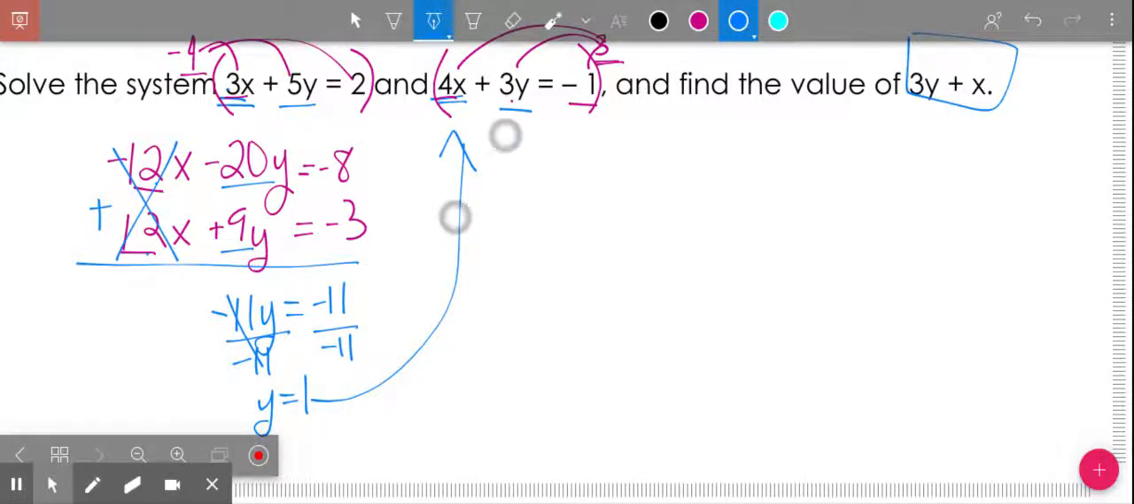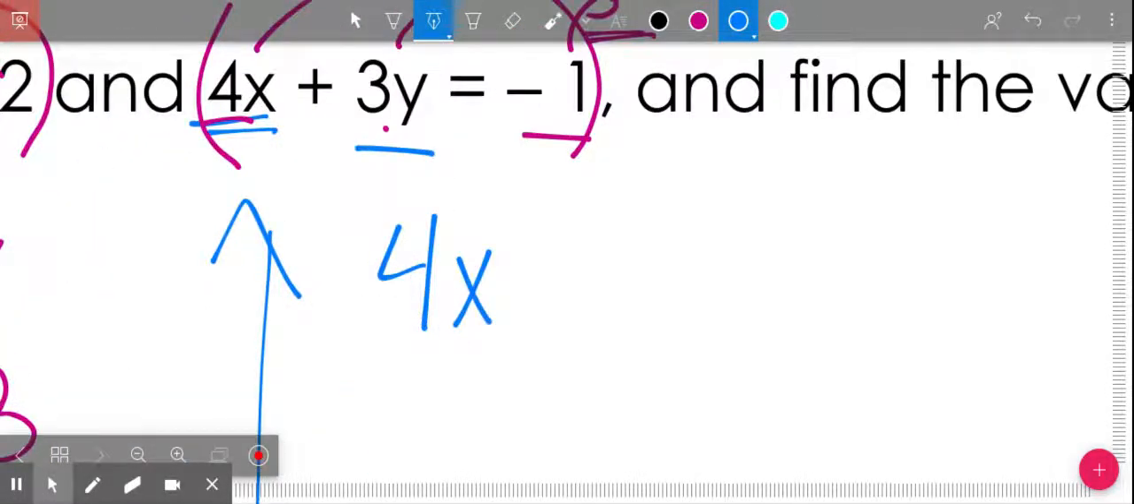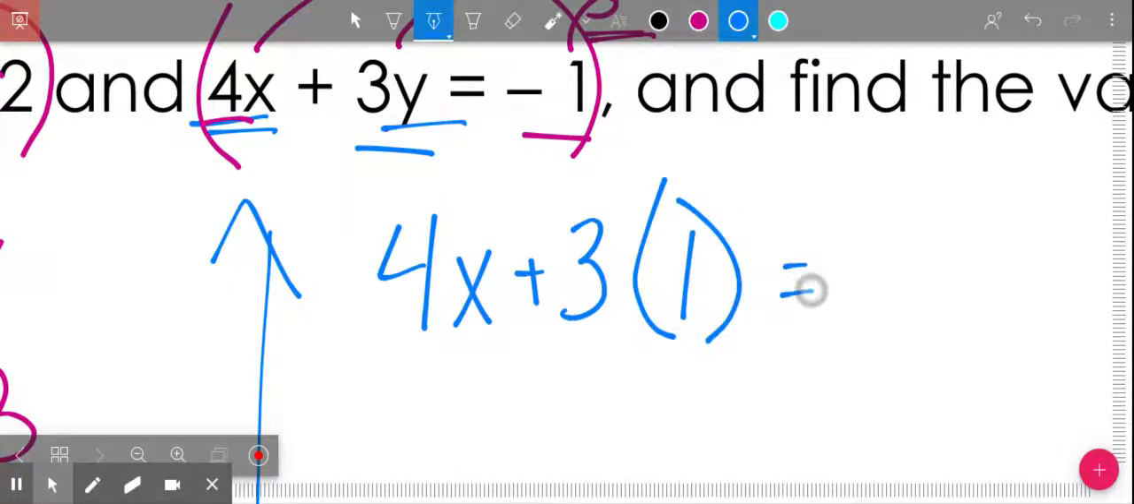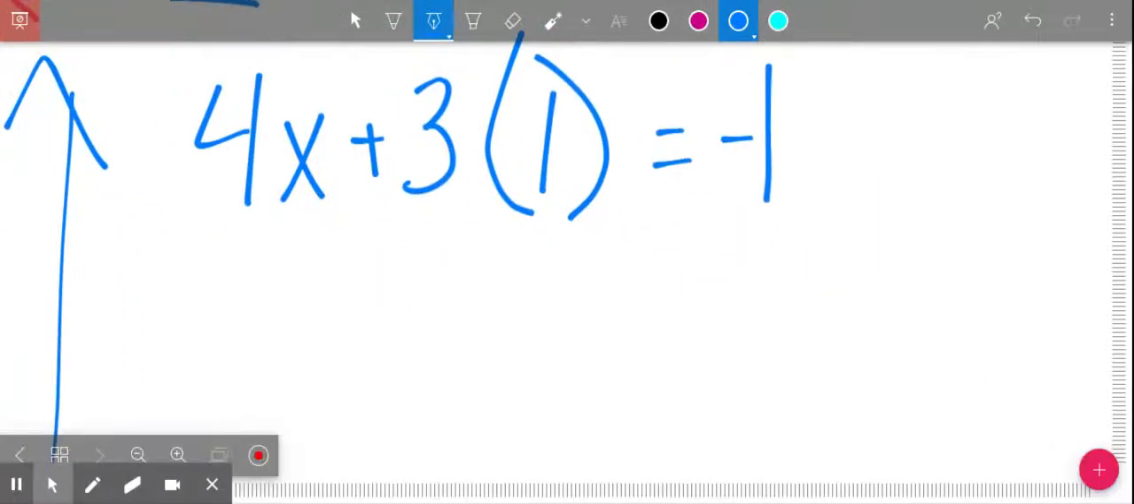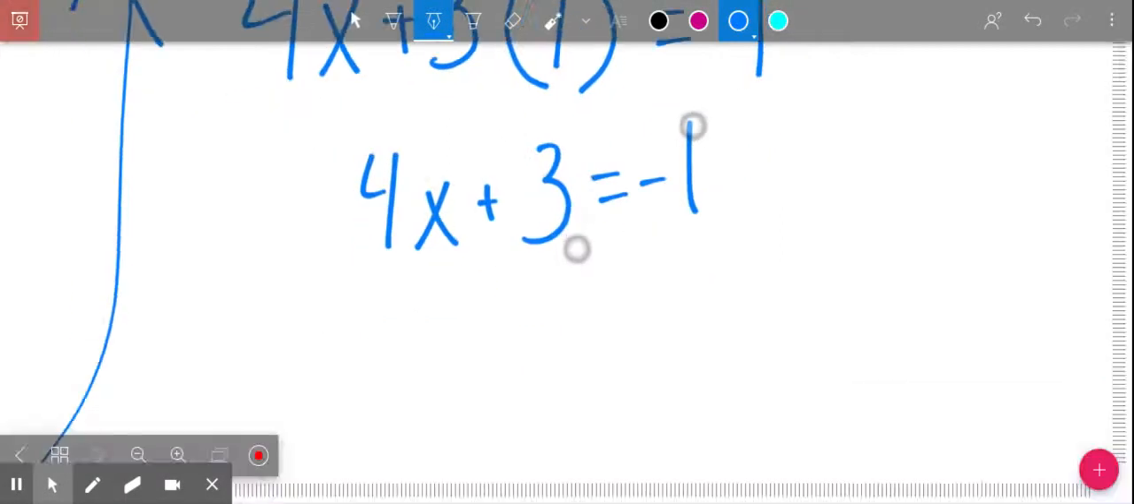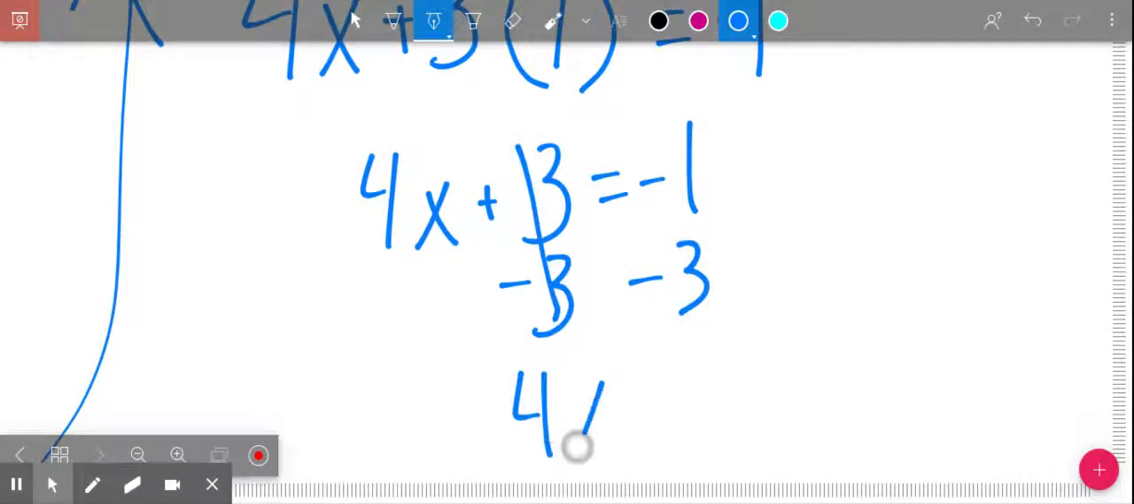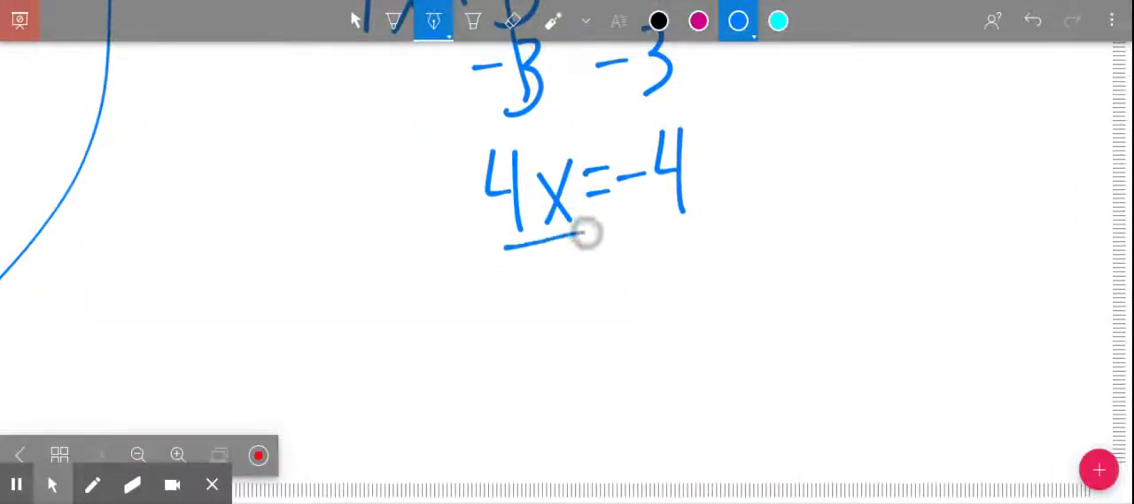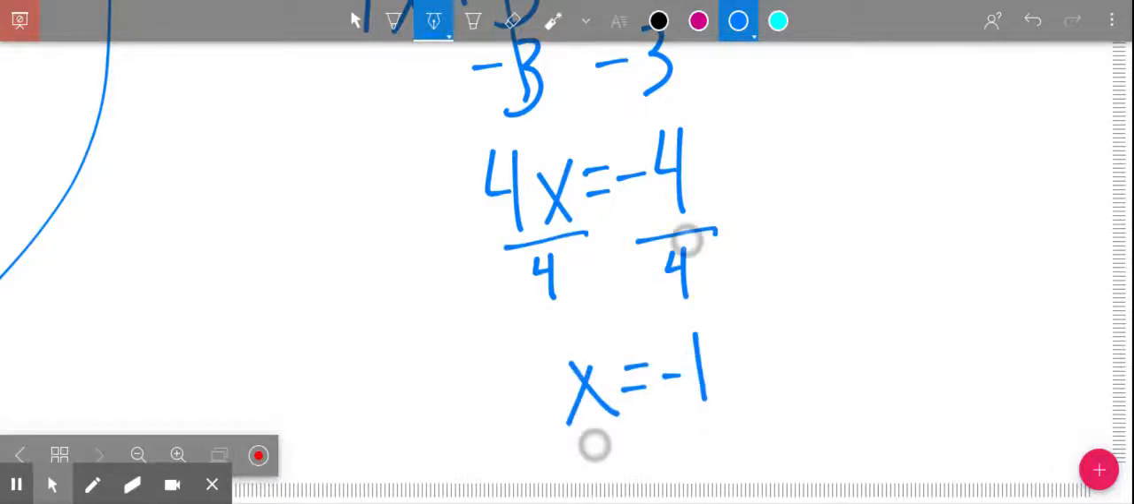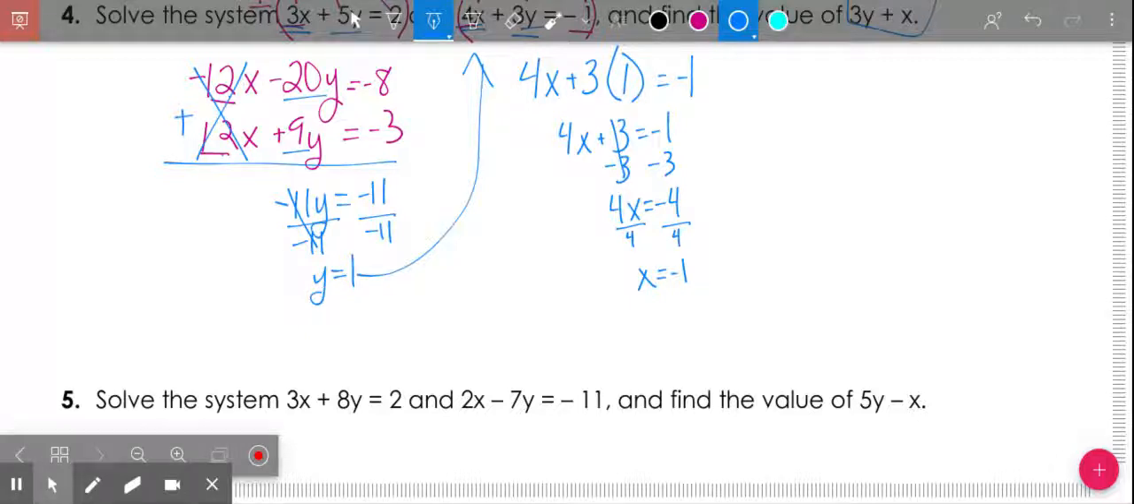So we're going to plug that in. I'll have 4x plus 3 times, instead of a y, it's actually a 1 now, equals -1. And then we just got to simplify. So I'll have 4x. 3 times 1 gives me plus 3 equals -1. Subtract the 3 over. Those will cancel. And I'll have 4x equals -4. Not quite done though, so we need to divide out the 4. Now have x is equal to -1.